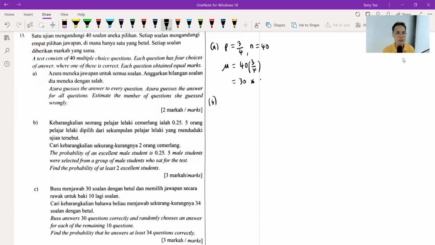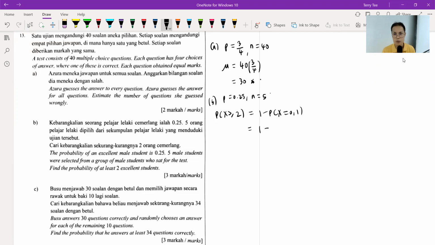All right. So the probability that an excellent male student is chosen is 0.25. 5 male students were selected from the group who sat for the test. So find the probability of at least 2 excellent students. So at least 2 is x greater than or equal to 2. We can take 2, 3, 4, 5, I mean, we can, but it's a bit long. I think it's easier to use 1 minus P(0) and P(1).